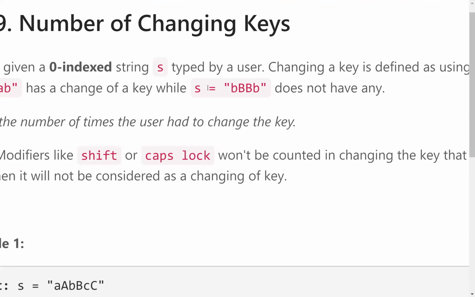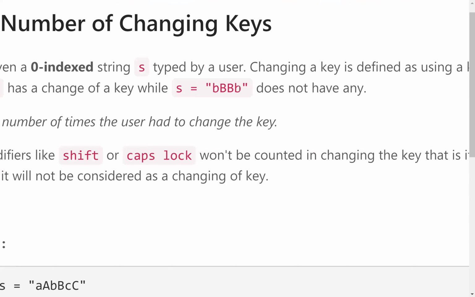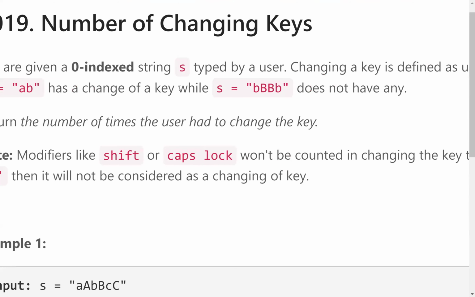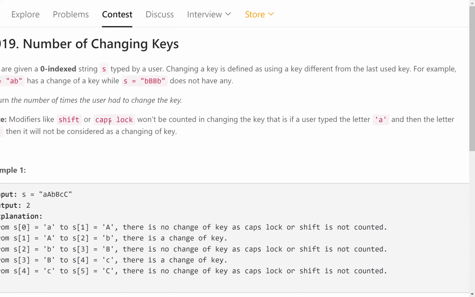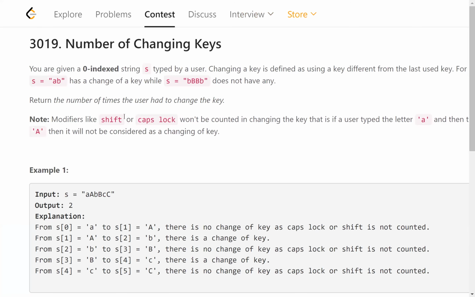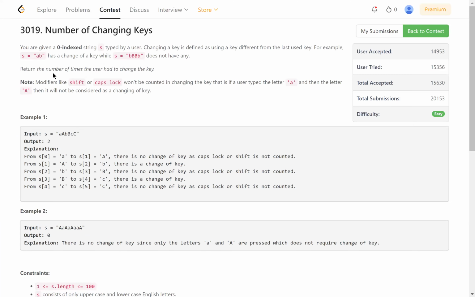Whereas in case if you press something like capital B and small b, it is not being considered as changing the key. Since whether it is a small b or a capital B, you are still pressing the same key, that is B. They have actually mentioned this once again, that for pressing the capital B, we are just using a shift or caps lock, but at the end of the day we are still using the same key, so it is not going to be considered as a different key. And we have to return the number of times the user changed the key.